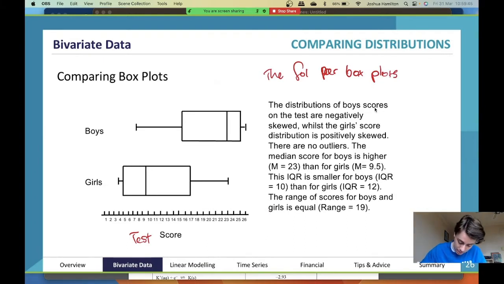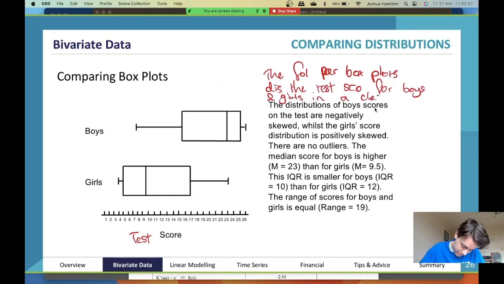The following parallel box plots displays the test scores for boys and girls in a class. Full stop. So obviously I've just shorthanded that, but that's what you want to say at the start. So if you want to get your full marks, you need to give context.